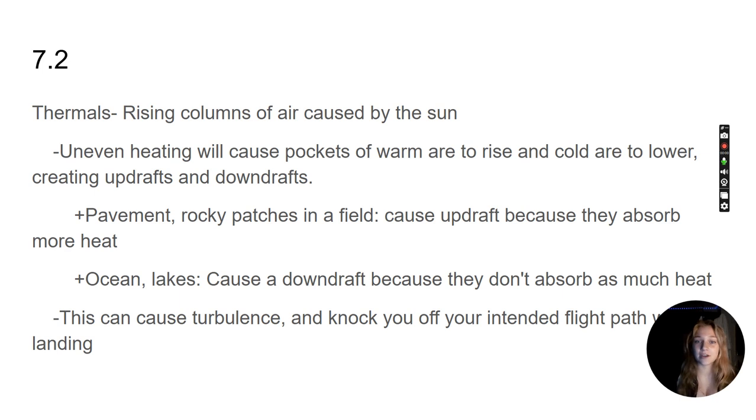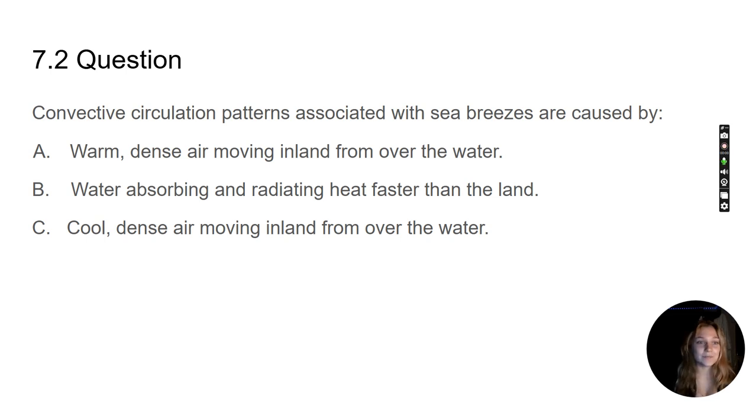All right, thermals. Those are rising columns of air caused by the sun. Uneven heating will cause pockets of warm air to rise and cold air to lower, creating updrafts and downdrafts. So watch out for those. Pavement and rocky patches in a field will cause an updraft because dark objects like that and rocks will absorb heat. Oceans and lakes will cause a downdraft because they don't absorb as much heat. This can cause turbulence on your intended flight path and knock you off your landing. So be careful, okay?